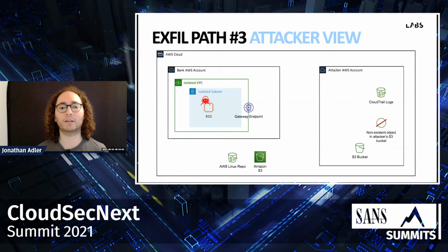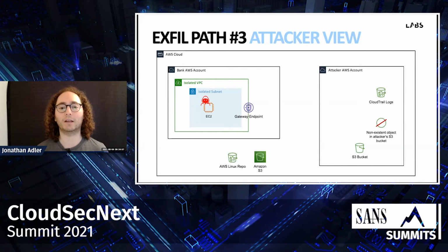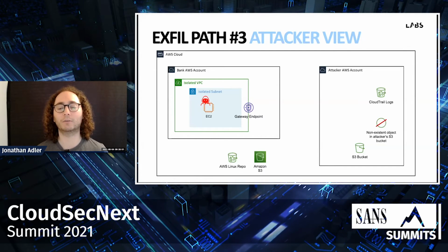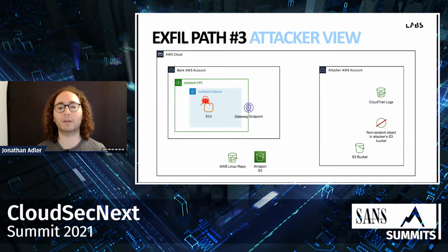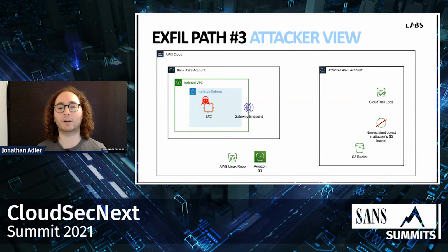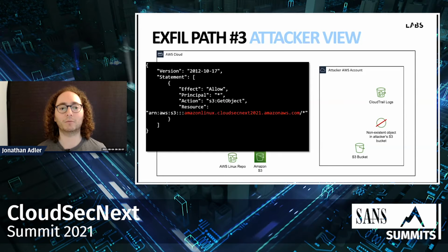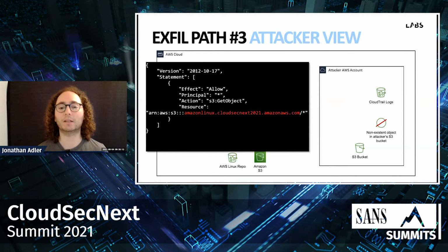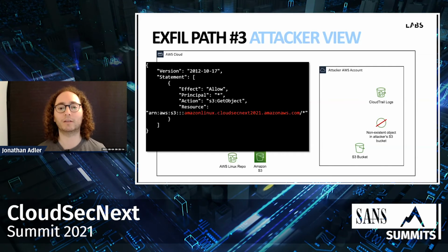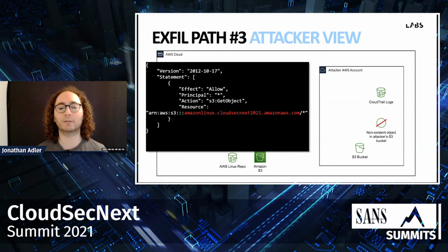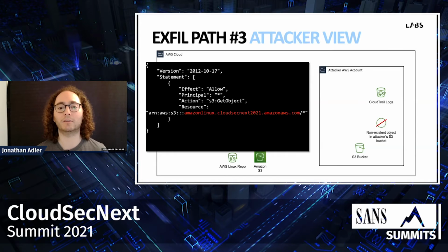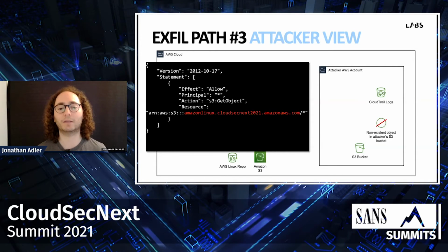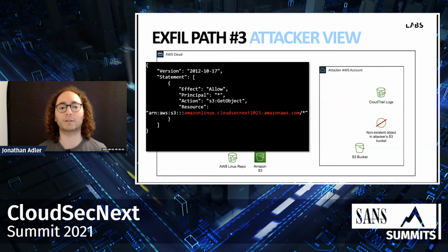So what we have in the attacker account is we have CloudTrail logs, specifically data events for S3 enabled, which will allow us to record any events within our bucket. And what we do is we create an S3 bucket and attach a bucket policy, making it public. And that's an important note. That's why we don't need any access keys here. This is a public bucket that anybody could try and request objects from. But that doesn't really matter for our particular use case here.